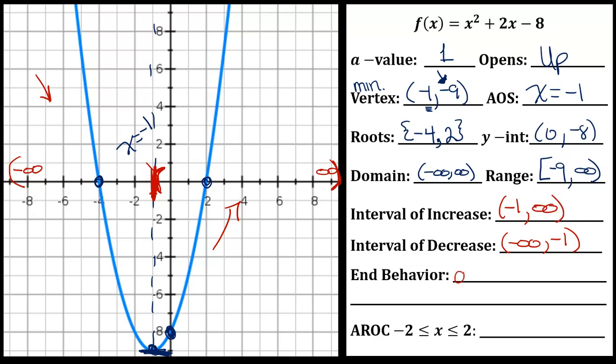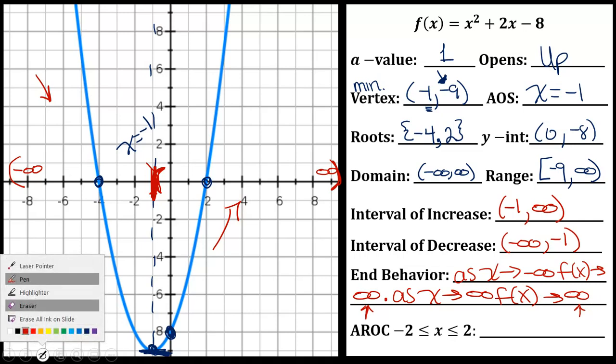Now let's do end behavior. As x approaches negative infinity, f of x approaches positive infinity. It turns up. And on the right side, as x approaches positive infinity, f of x also approaches positive infinity. So these two ends are both going in the same direction on a parabola.